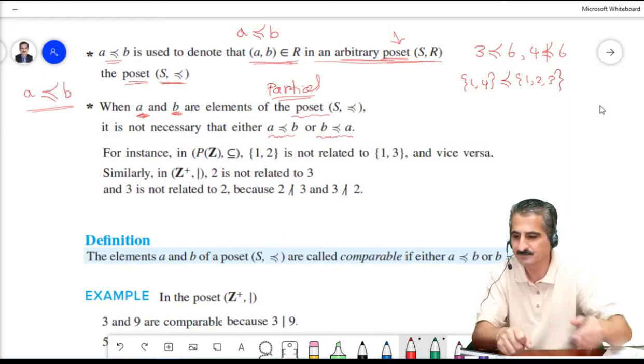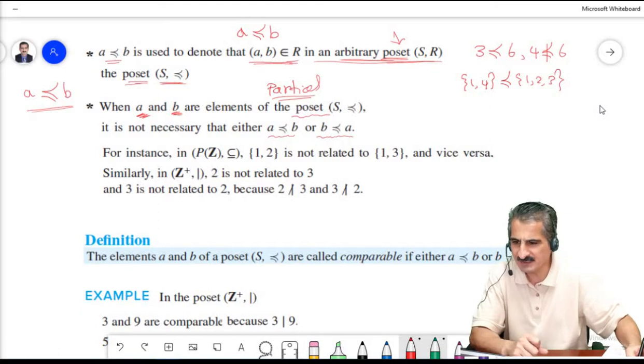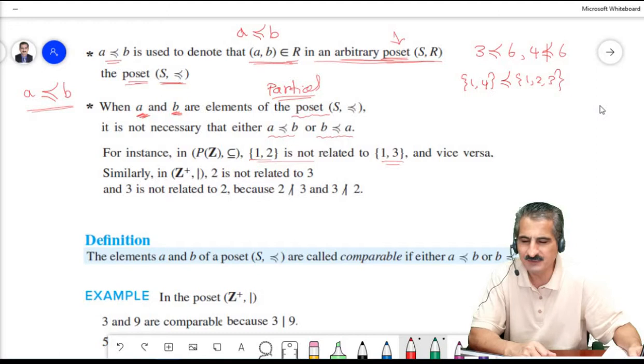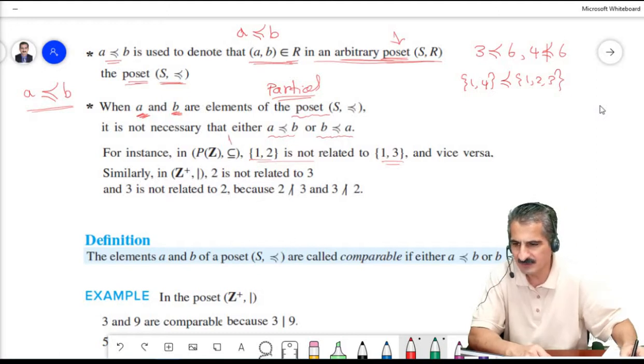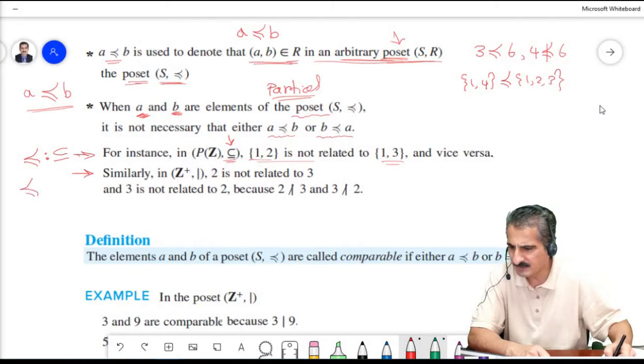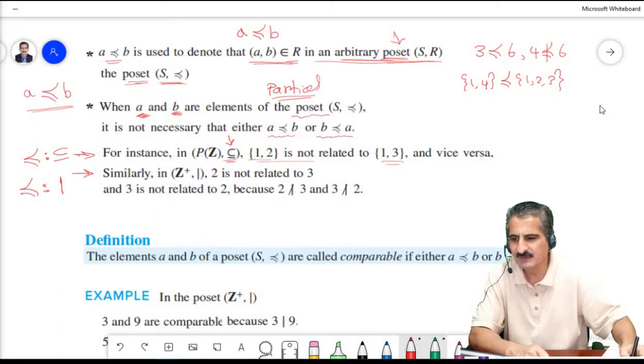Now, here it says, for instance, 1 and 2 is not related to 1 and 3 because 1 and 2 is not contained in 1 and 3. In this instance, this notation means containment for us. In this other instance, this notation means divisibility. So 2 is not related to 3, 3 is not related to 2, and we see that.